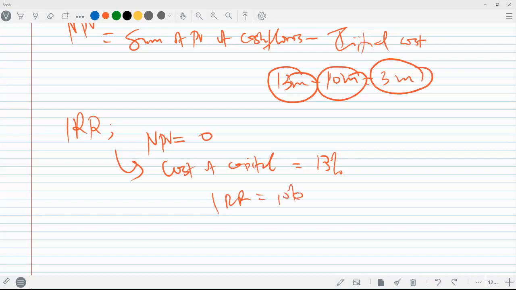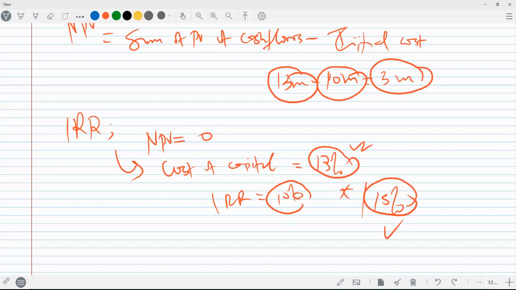Why? Because the IRR is the rate of return. Therefore, the rate of return here is 10%, the cost is 13%. Then of course you reject, if the IRR is lower than the cost of capital. If it is higher, let's say at 15%, then of course you accept. Why? Because the return to be received from the project is 15%, and the cost of capital is 13%. Therefore, this is a good investment, and you should accept this particular project.